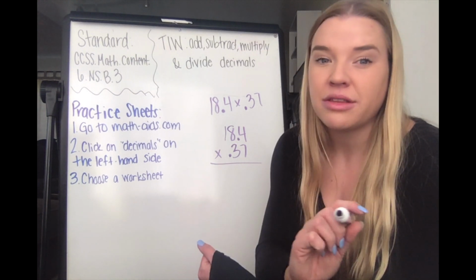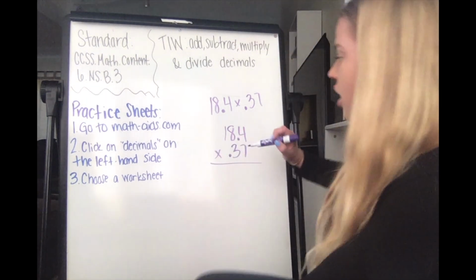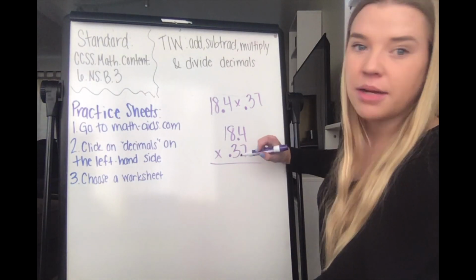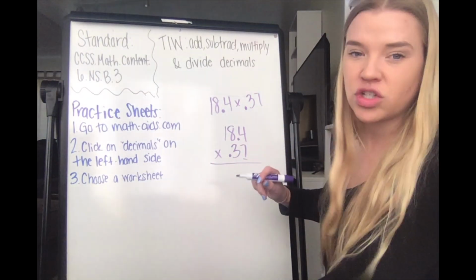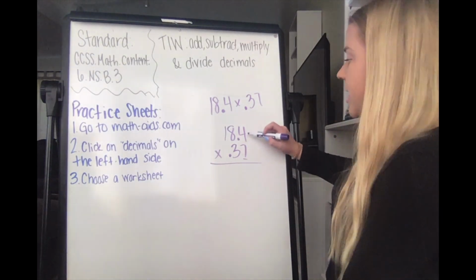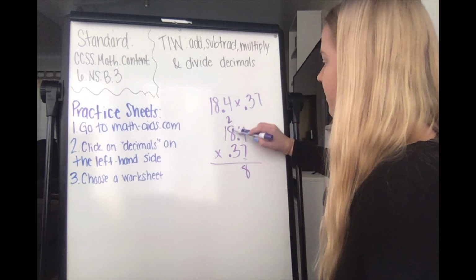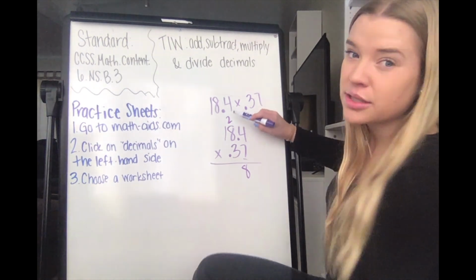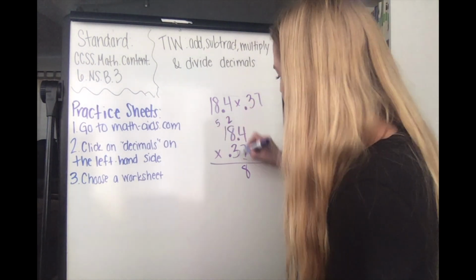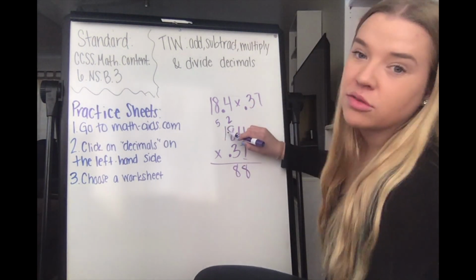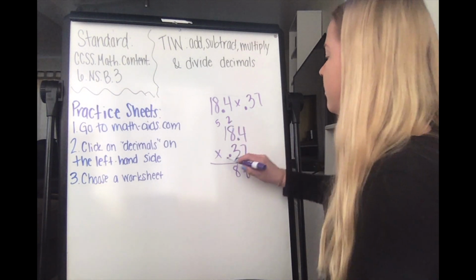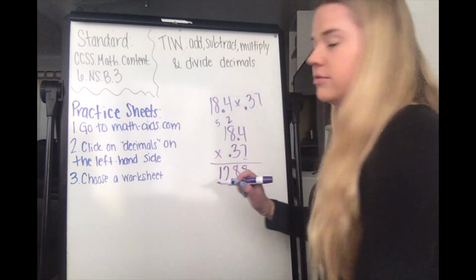So right now I'm just going to multiply this like I would normally multiply a problem. I'm going to start with my bottom right number, my 7, essentially. So I'm going to do 7 times 4, which is 28. I'm going to do 7 times 8, which is 56, plus 2, which is 58. And I'm going to do 7 times 1, which is 7, plus 5, which is 12.